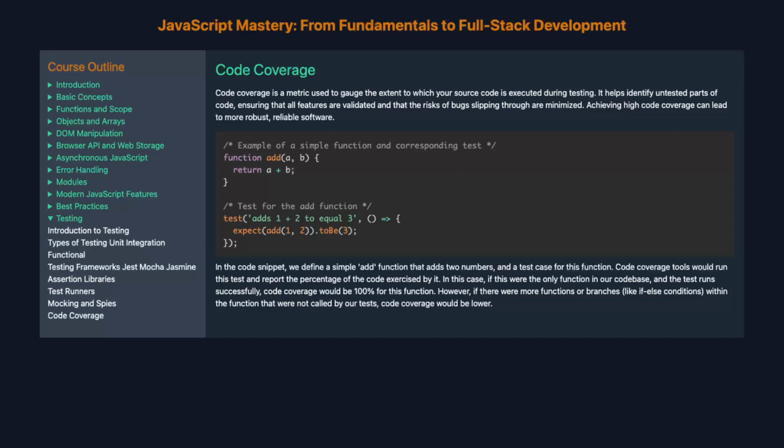In the code snippet, we define a simple add function that adds two numbers and a test case for this function. Code coverage tools would run this test and report the percentage of the code exercised by it. In this case, if this were the only function in our codebase and the test runs successfully, code coverage would be 100% for this function. However, if there were more functions or branches, like if-else conditions, within the function that were not called by our tests, code coverage would be lower.